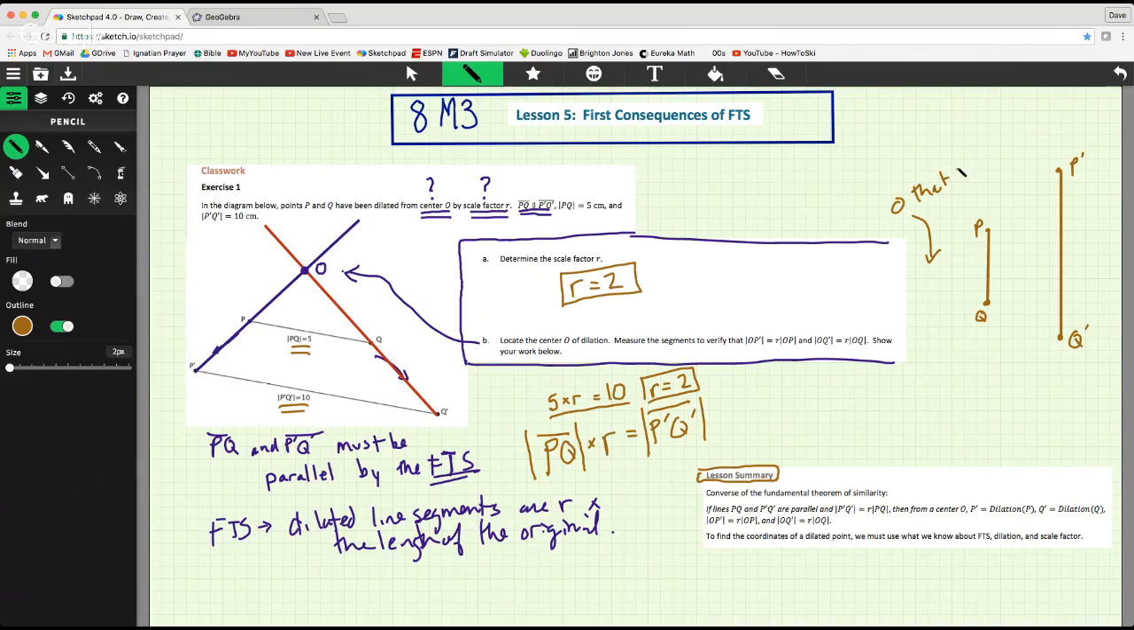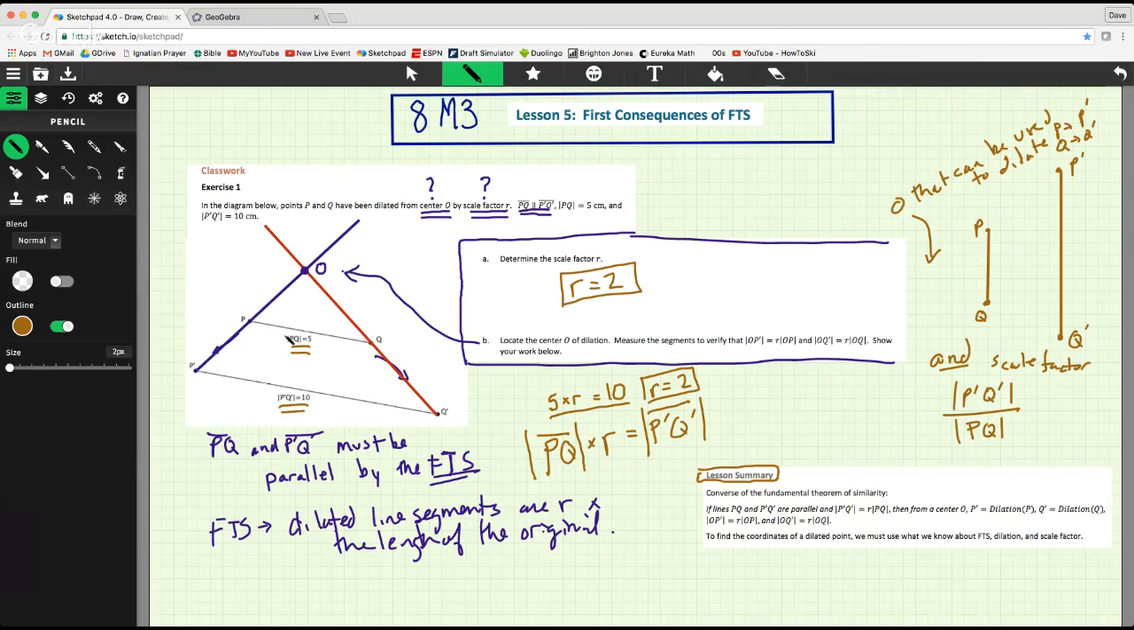Then there is a point O that can be used to dilate P to P prime and Q to Q prime. That's all it's saying. And the scale factor is actually the relationship of the lengths. The scale factor is the length of P prime Q prime divided by the length of the first one.